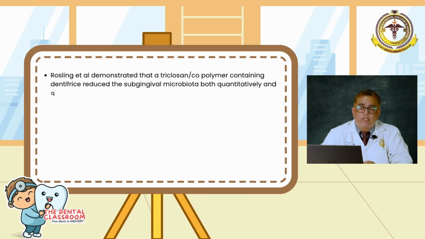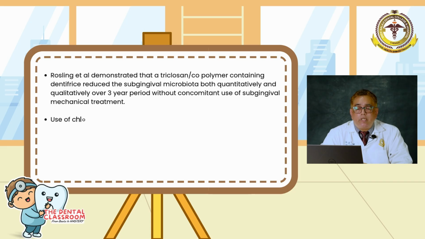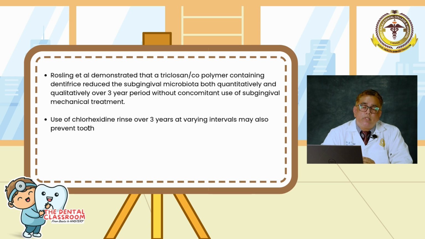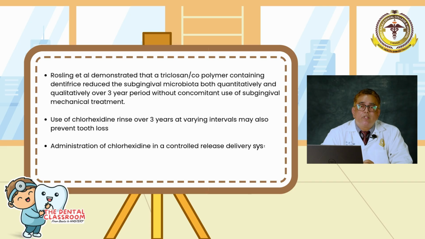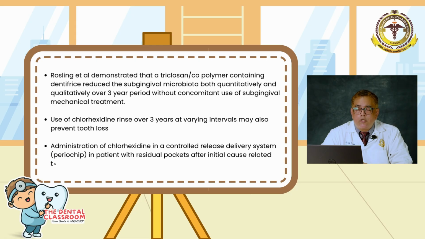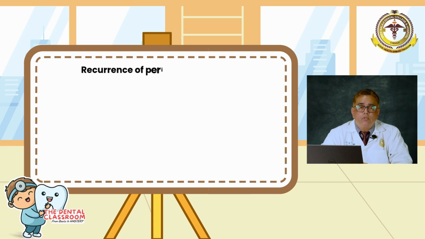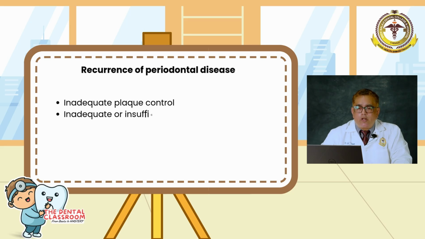Now, something called triclosan. It's a very important one. It's contained in a dentifrice. This reduced the subgingival microbiota both quantitatively and qualitatively over a 3-year period without concomitant use of subgingival mechanical treatment. And a very important point is that use of chlorhexidine rinse over 3 years at various intervals may prevent tooth loss. And chlorhexidine is also important in controlled release delivery systems. Something called a PerioChip in patients with residual pockets after initial cause-related therapy appeared to be effective in a 6-month study.